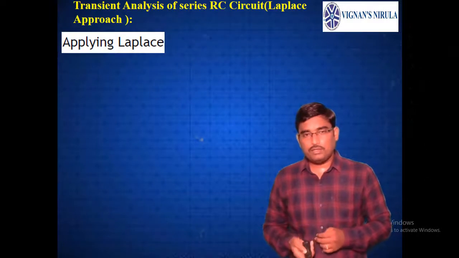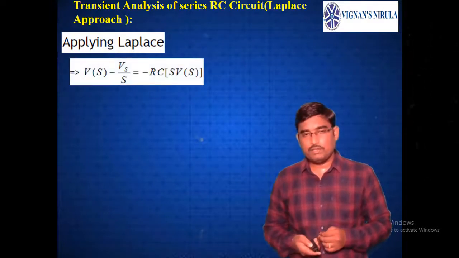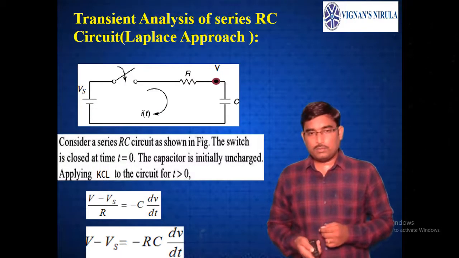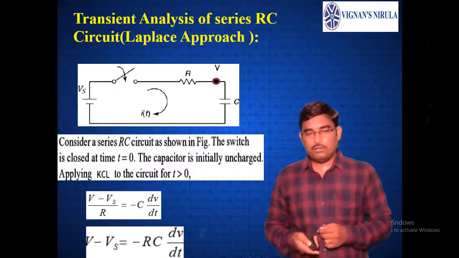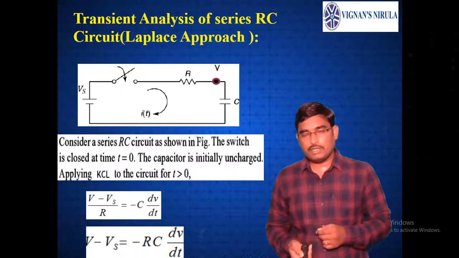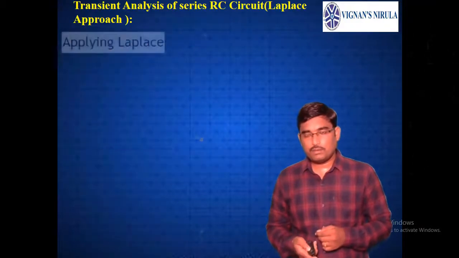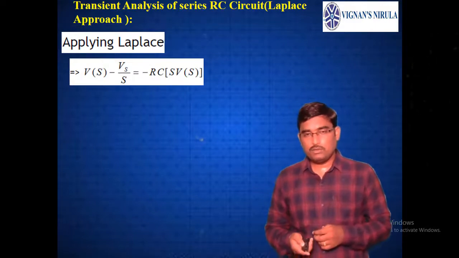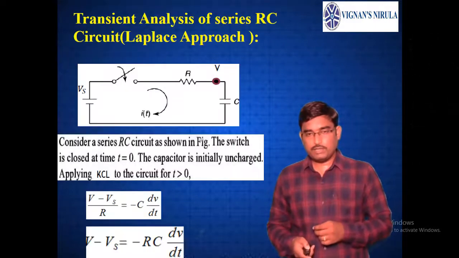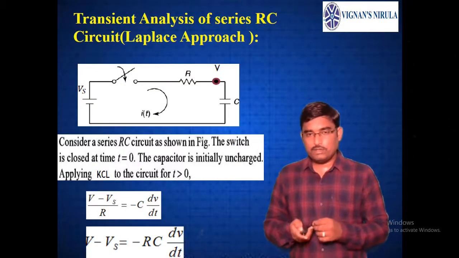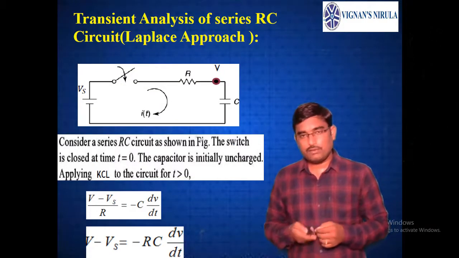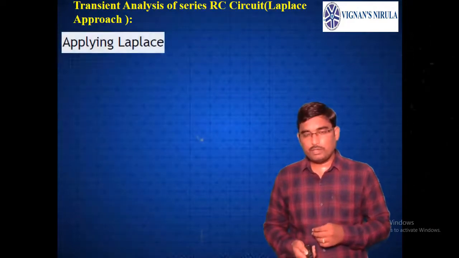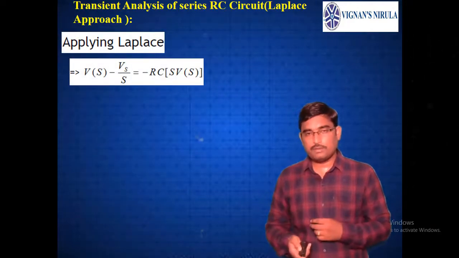So simplifying that, we apply the Laplace transform. Here we are using the Laplace transform approach. See here, the Laplace transform of V is V of S, minus Vs, which is a DC supply, so the Laplace transform of a constant is the constant by S, Vs by S, equals on the right side minus RC into (S into V of S minus V of 0). Here V of 0 is 0, there is no voltage across the capacitor initially. So it becomes minus RC into S into V of S.